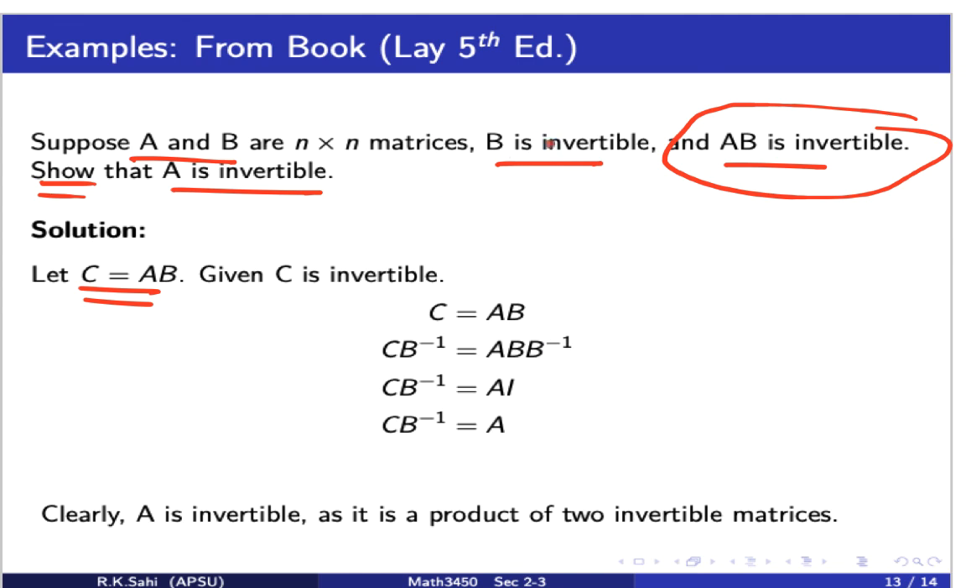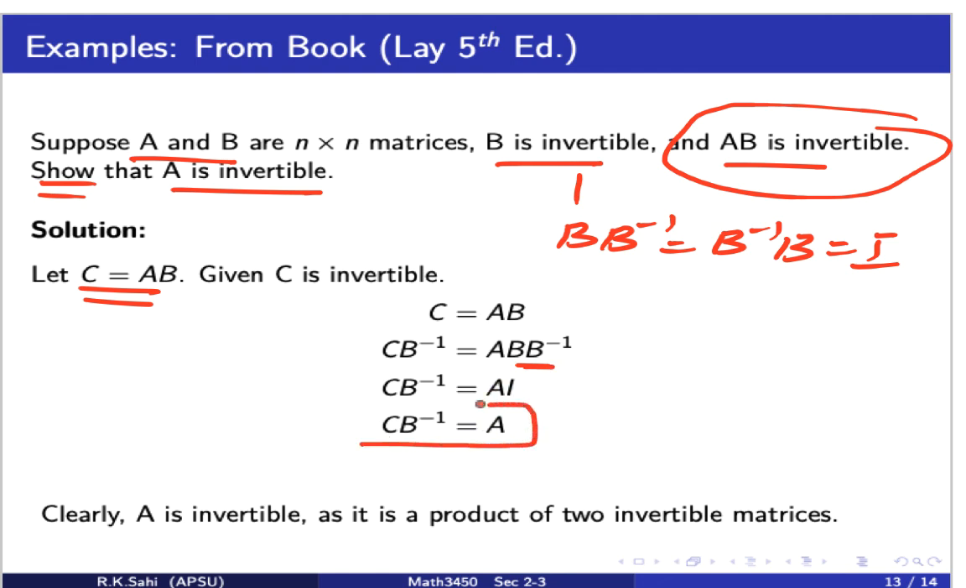Now remember, B is invertible. So that means B inverse B equals B B inverse equals identity. So we can multiply this whole equation by B inverse on the right hand side. Now C times B inverse is A times B B inverse. Now remember, B is invertible, so it is A times I, which is basically A. Now let's look at this part. A equals C times B inverse.